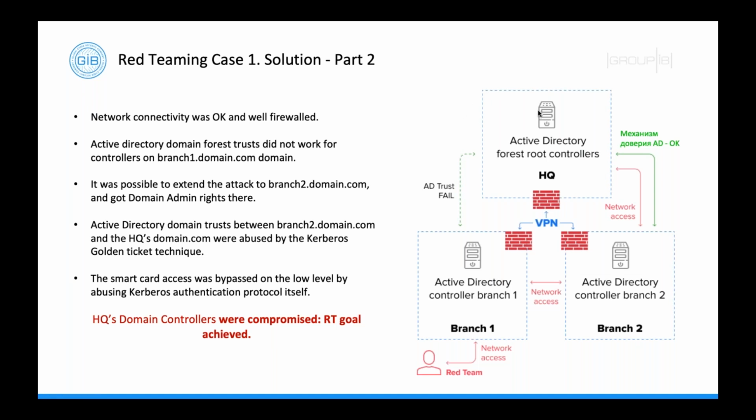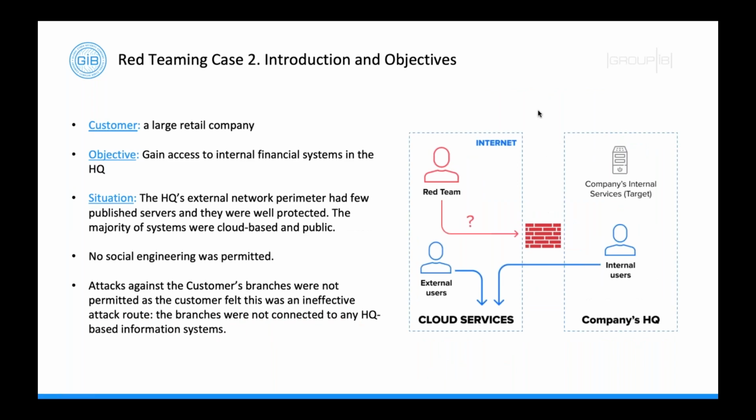So that was the first case that we looked at for a red teaming operation. And this is the second case that Group IB's red team was involved in. This particular organization was a large retail company, and the objective was to actually gain access to the internal financial systems within the company's HQ as well.